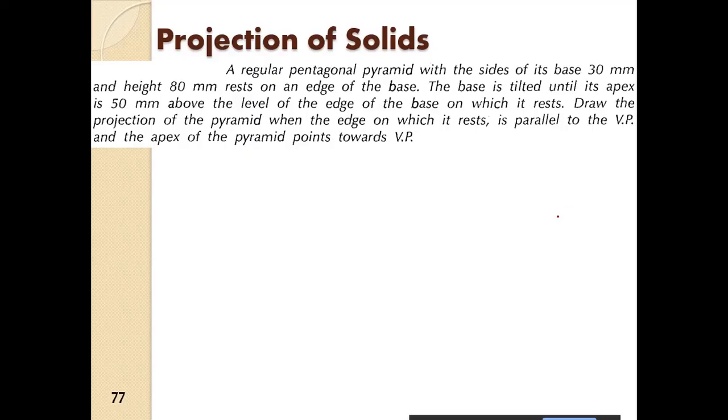All right, so a regular pentagonal pyramid with the sides of its base 30 mm and height 80 mm rests on an edge of the base. The base is tilted until its apex is 50 mm above the ground of the edge of the base on which it rests. Draw the projection of the pyramid when the edge on which it rests is parallel to the VP, and the apex of the pyramid points towards the VP.